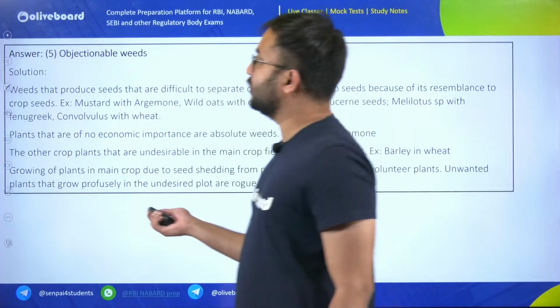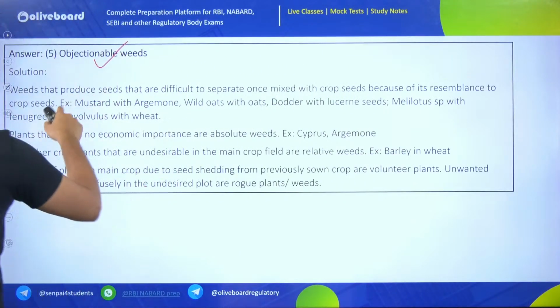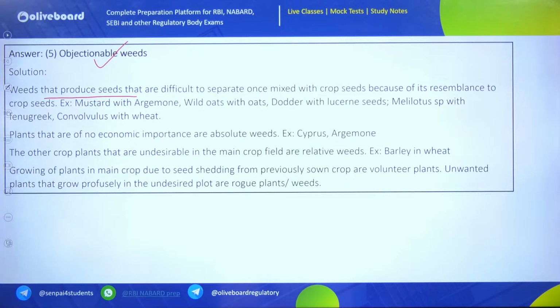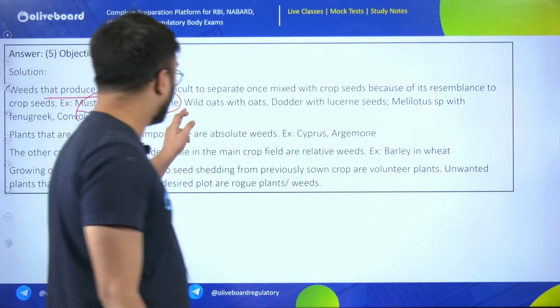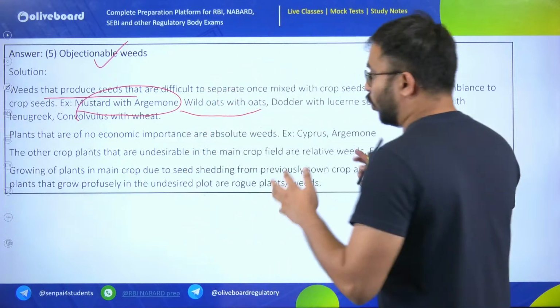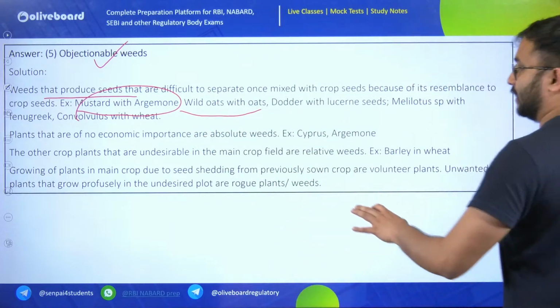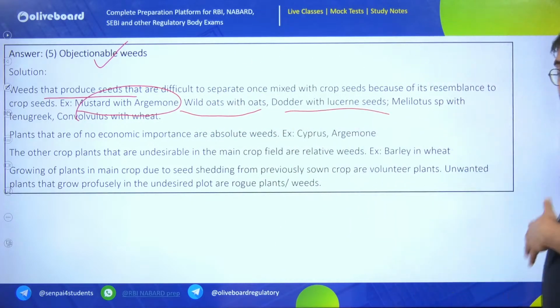So the answer here is your objectionable weeds. So these are the weeds. For example, you can take the best example of mustard and argemon. You can also take example of wild oats and oats. So oats और wild oats में कुछ भी फर्क नहीं पता चलता है. Dodder and lucerne. Lucerne is a fodder crop.